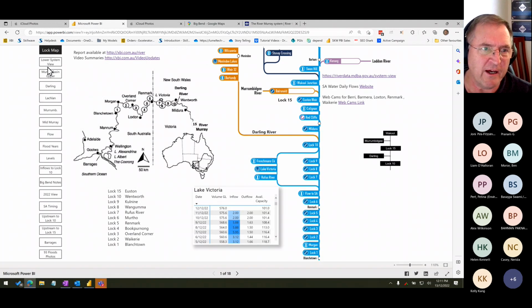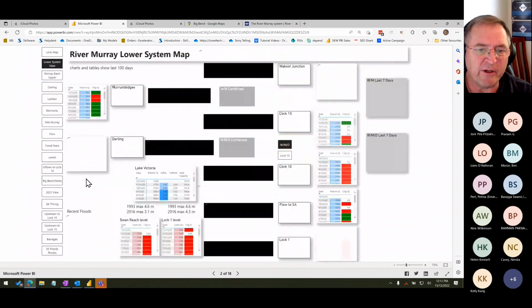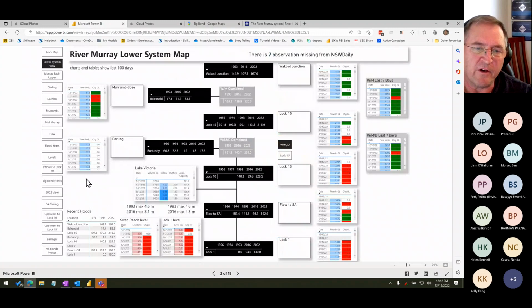So I'll do a quick overview of some of the main reporting pages that I've got and the way this has evolved.